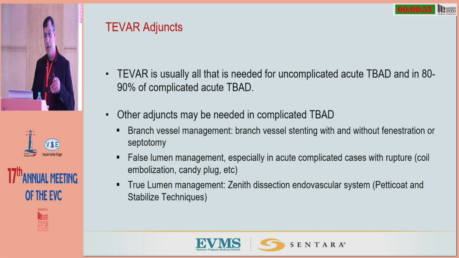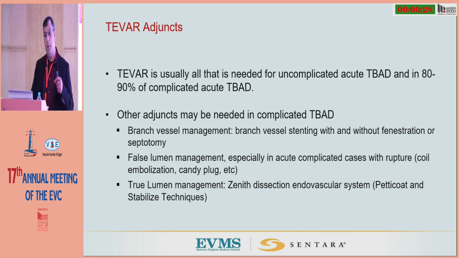So TEVAR is enough for uncomplicated cases, but some of the complicated cases, about 10 to 20% of them, will need adjuncts. Those adjuncts might be branch vessel treatment with stenting or fenestration or both, false lumen management, especially in patients who had rupture associated with the type B dissection, where we need to plug or occlude the false lumen, and we had a full lecture about that yesterday.